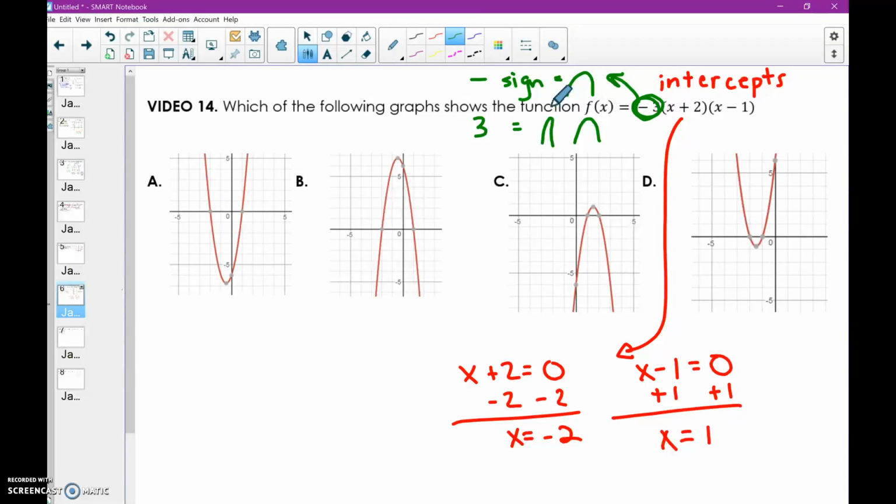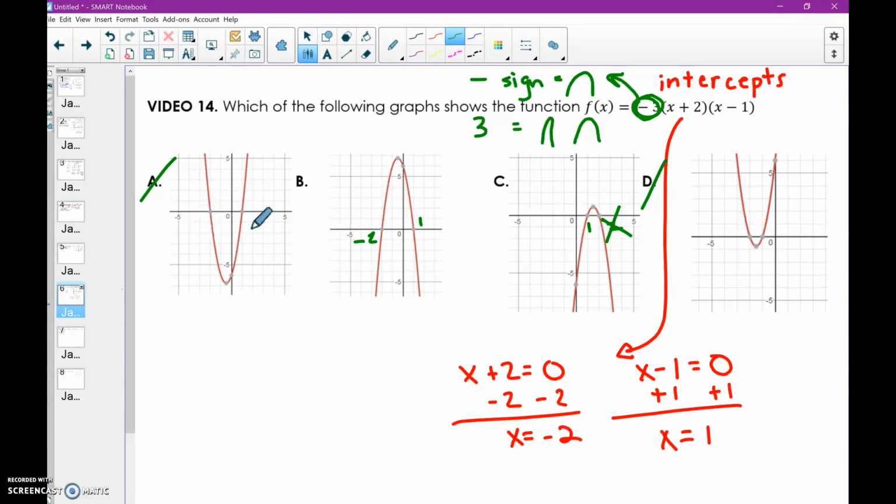So let's start looking at our options. First of all, because of that negative sign, it needs to be upside down. So I actually already know that A and D are out because they're not upside down. Now I want to find ones that have x-intercepts at -2 and +1. Okay, well, B has one at -2 right there, and that's +1. Let's check C. This one's at 1 and +2, so that one doesn't work.